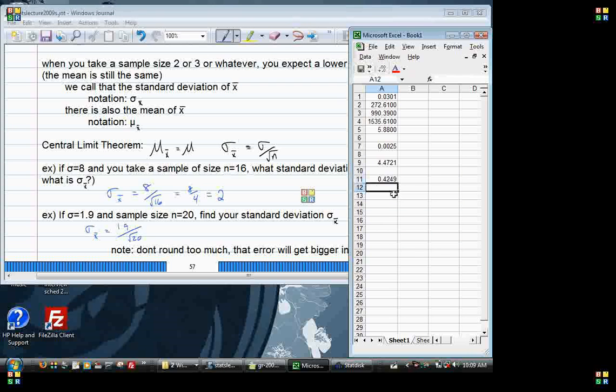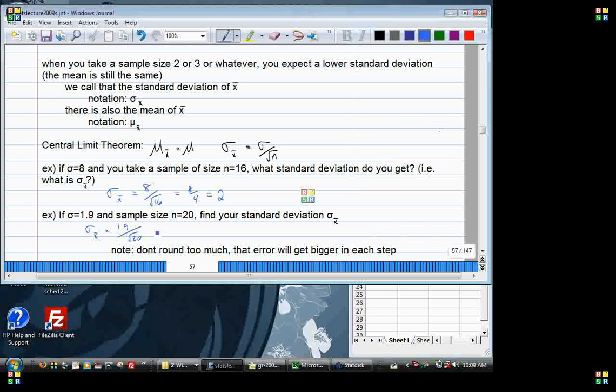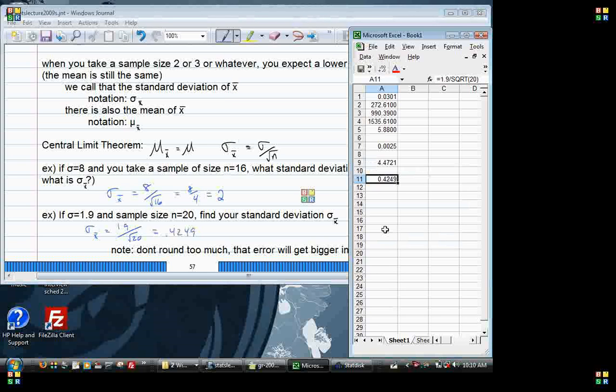How do you divide by? Divided by sqrt in parentheses 20. Right. Division sign slash, yeah. Okay. So also notice that doing it this way means you don't have to worry about rounding at all. Excel does all the work and all the calculation for you.